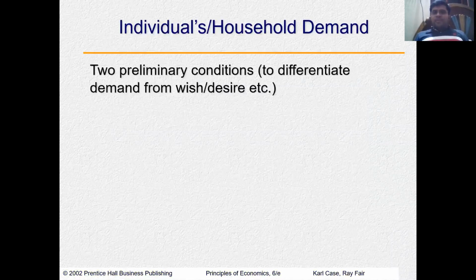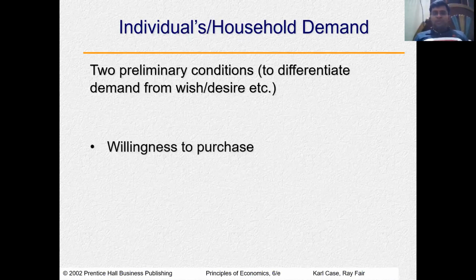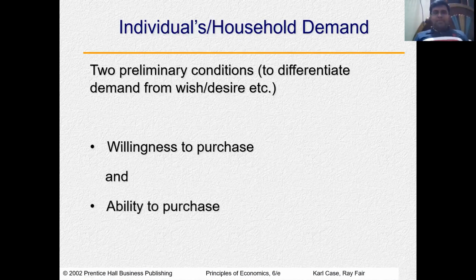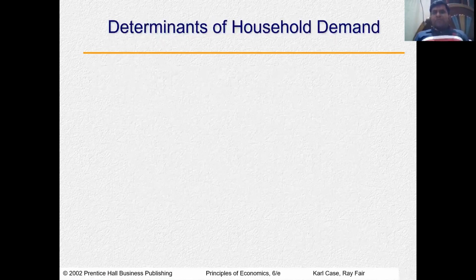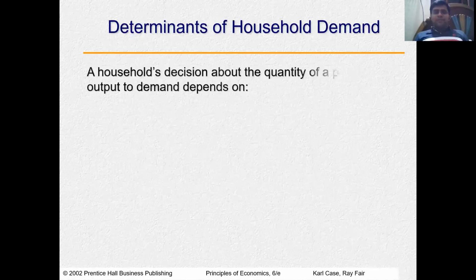There are two basic conditions of household demand. Any wish, desire, or want of a household or individual that follows two conditions, number one, willingness to purchase, and number two, ability to purchase, is termed as demand. If any one of these two conditions is not satisfied, that wish, desire, or want would remain the same but not demand.